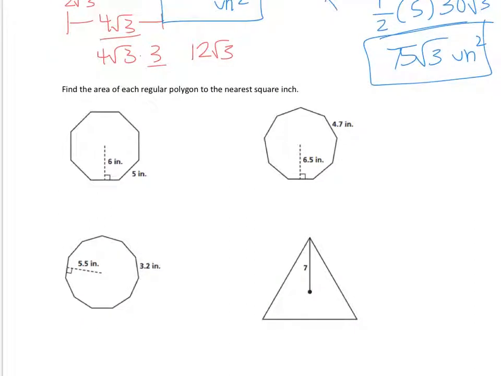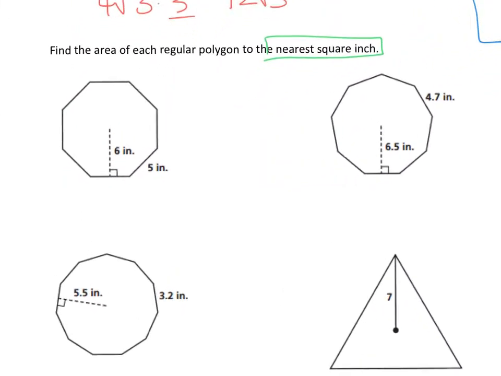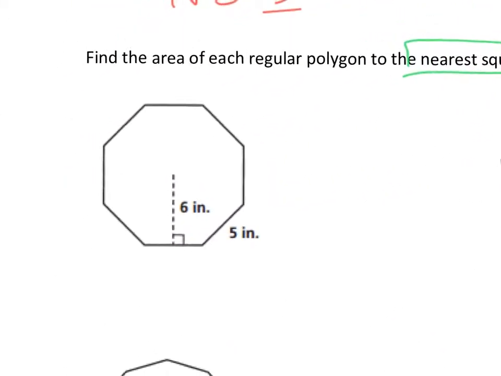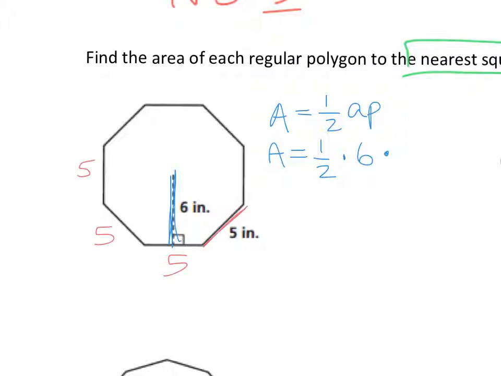And then down here, find the area of each, to the nearest square inch. So we're rounding, we're not doing exact values. So let's look at this one. Area equals 1/2 the apothem times perimeter. So the apothem is this perpendicular. So area equals 1/2 times the apothem times the perimeter. So if this is 5, all the way around is 5 because it's a regular polygon.